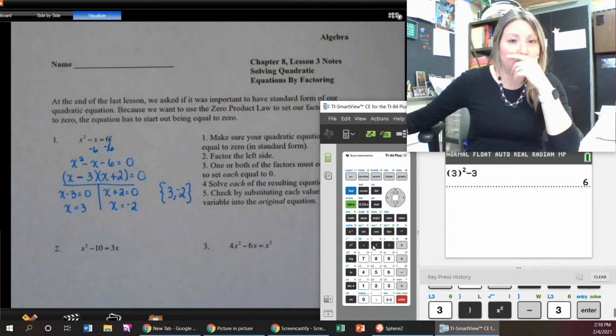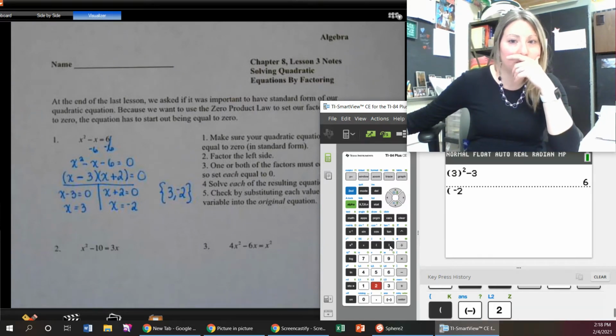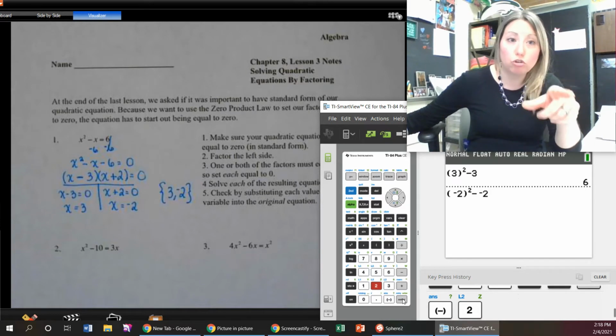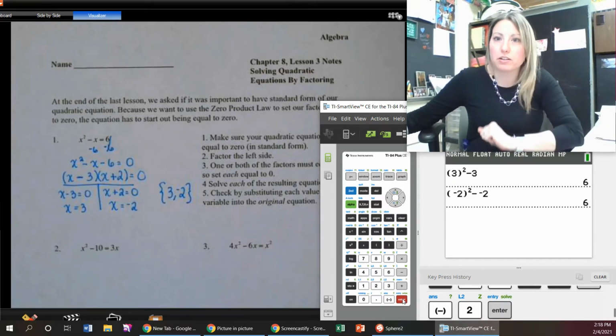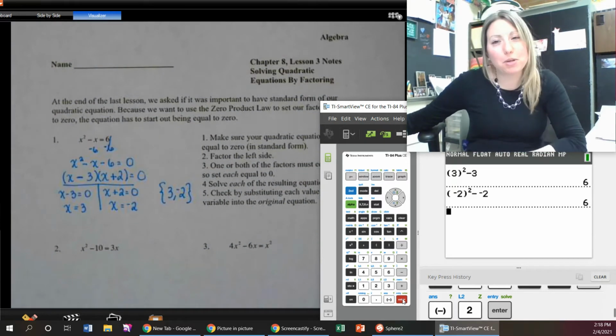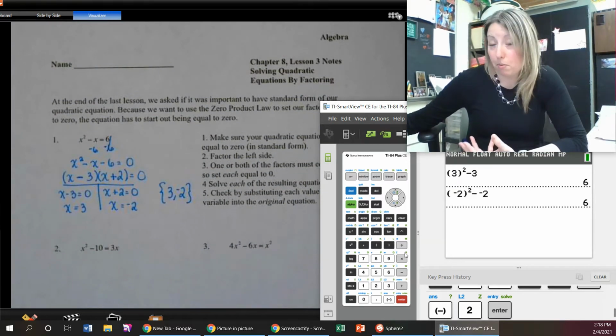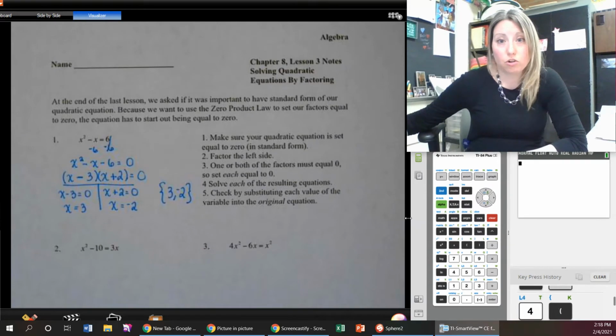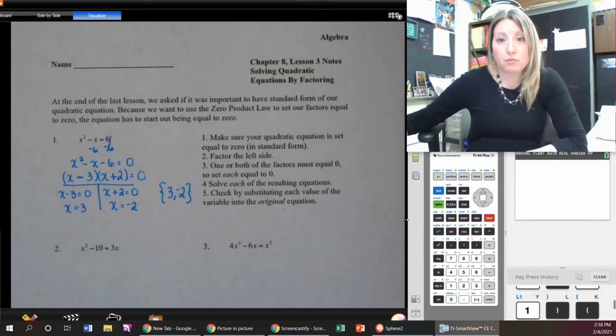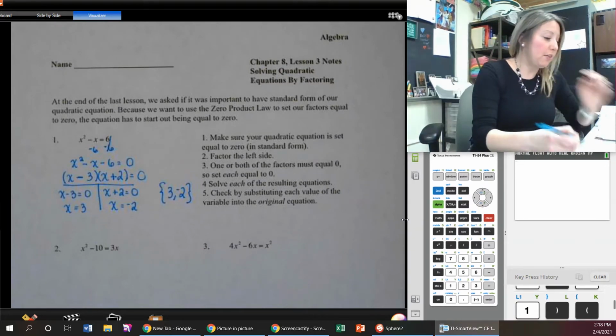Now I'm going to do -2. -2 squared minus -2 should give me 6. There's my checks. So now it might not be equal to 0. It might be equal to 6, or some other number that's on my other side of my equal sign. That's how we're going to be checking. So your checks just look a little different. You have to get standard form to start, but I think you got this.